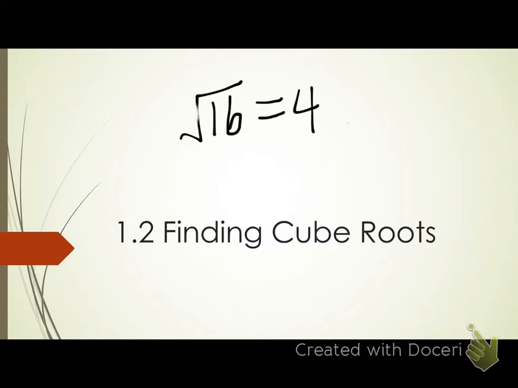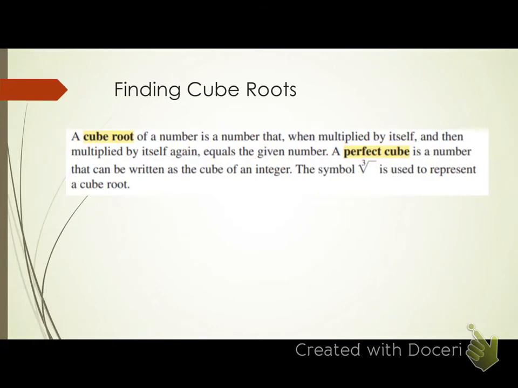A fourth root would be a number times itself times itself times itself. A fifth root, a number times itself times itself times itself times itself, and so on and so forth. Today we're just going to deal with cube roots, though. So that's pretty much what this is saying right here. A cube root of a number is a number that, when multiplied by itself, and then multiplied by itself again, equals the given number. Okay?